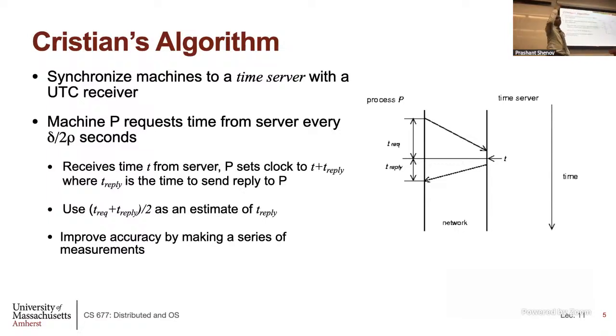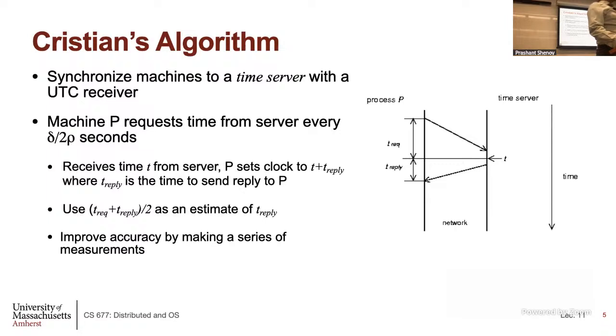Okay, question is, if the frequency to make the request to the time server is based on the drift rate, can we not use the drift rate to correct for the time? That's your question, right? Yeah. So what's the problem with this?